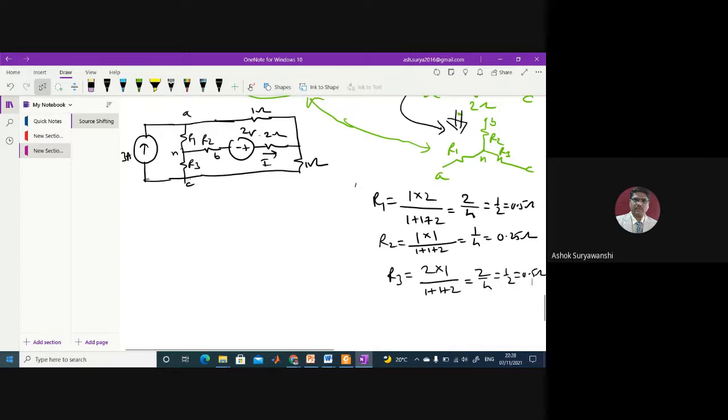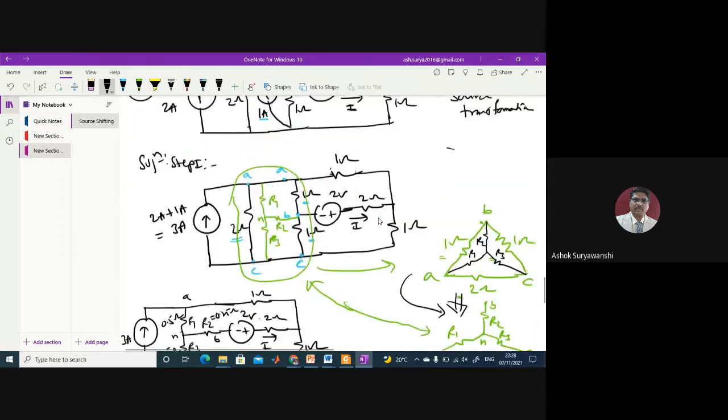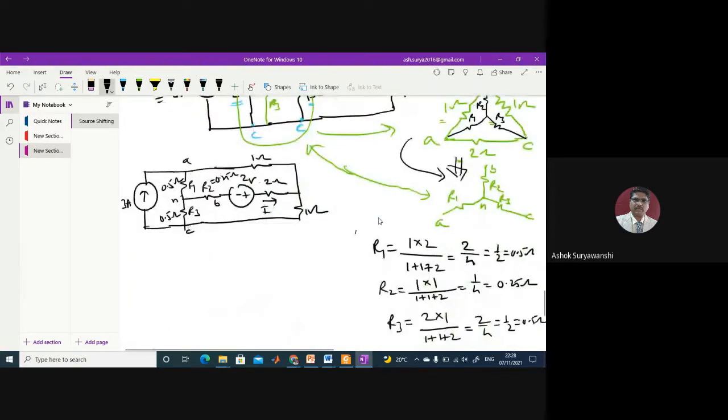So the values of these particular components are: R1 is 0.5 ohm, R3 is 0.5 ohm, and R2 is 0.25 ohm. Done. This is over, right? Now the next one is this. I think this was step 2.